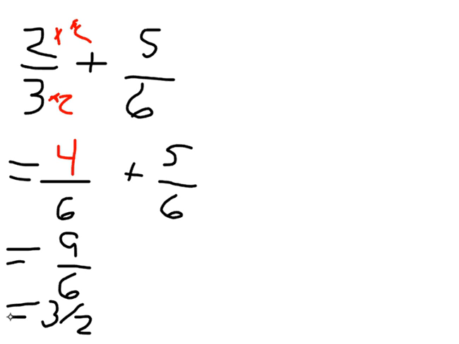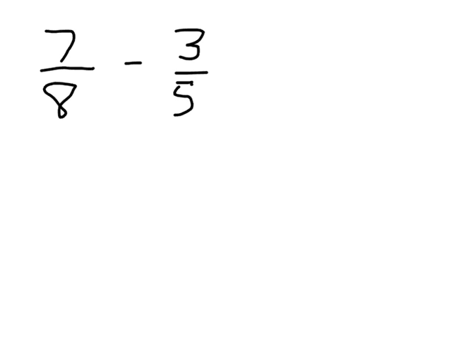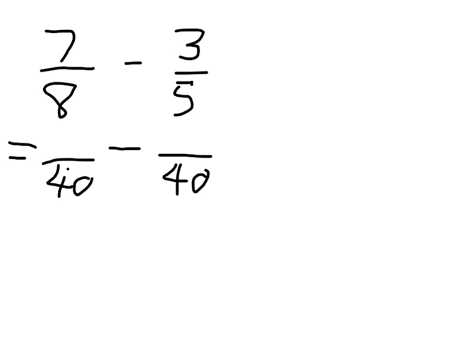So let's look at another example. This one happens to be a subtracting example. Same thing though, the first thing we do is get a common denominator. In this case, the lowest multiple that these two numbers have in common is 40. And then again, whatever I do to the bottom, I do to the top. So I had to multiply the 8 times 5. So that's what I have to multiply the 7 by to get 35.